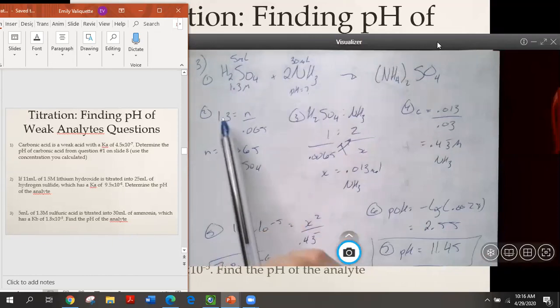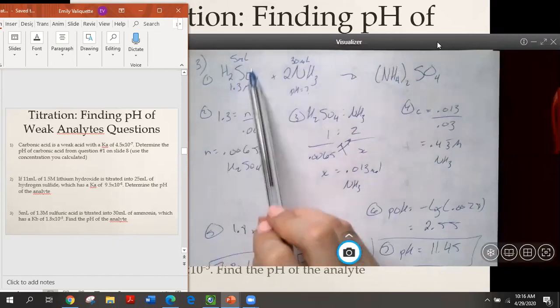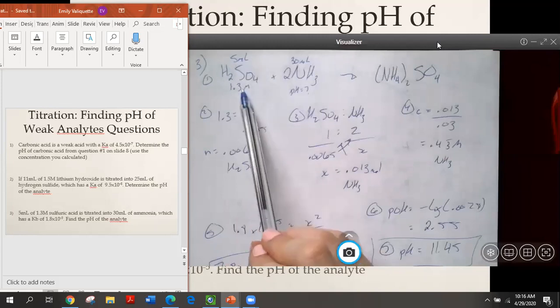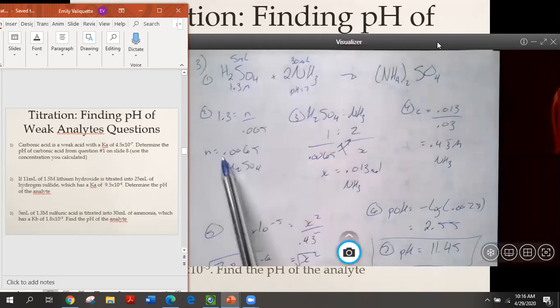Then we start with our C equals N over V for the thing that we have the C and the V for. And when you do that, you'll get 0.0065 moles of sulfuric acid. Set up your mole ratio between that and the ammonia, which is a 1-to-2 ratio. Cross multiply and get 0.013 moles of the ammonia. Plug that into C equals N over V and get 0.43 repeating molar as your concentration of ammonia.